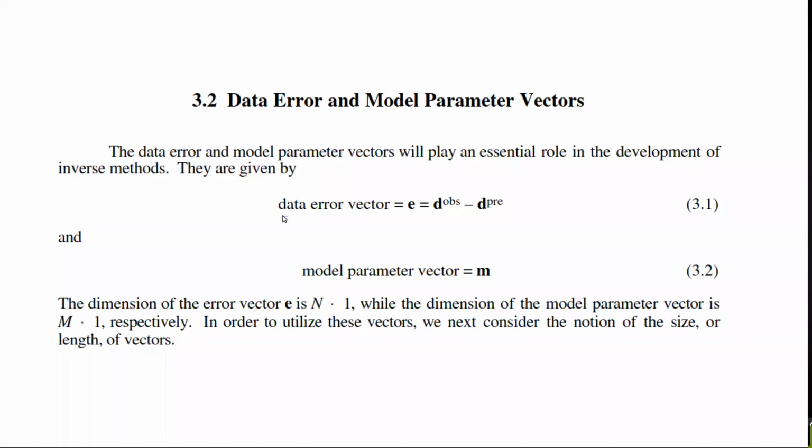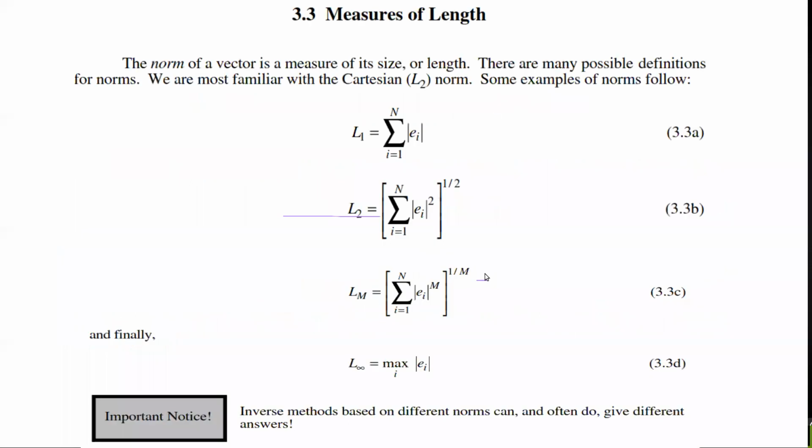So then we define the data error vector, which is also what we just said is the residual vector, as the difference between the observed and the predicted data. And the model parameter vector is M as always. Okay, so then the inverse problem is, since it's a minimization of length, we look at some definition of the length of vectors, which is called a norm. So here we define an L1 norm.